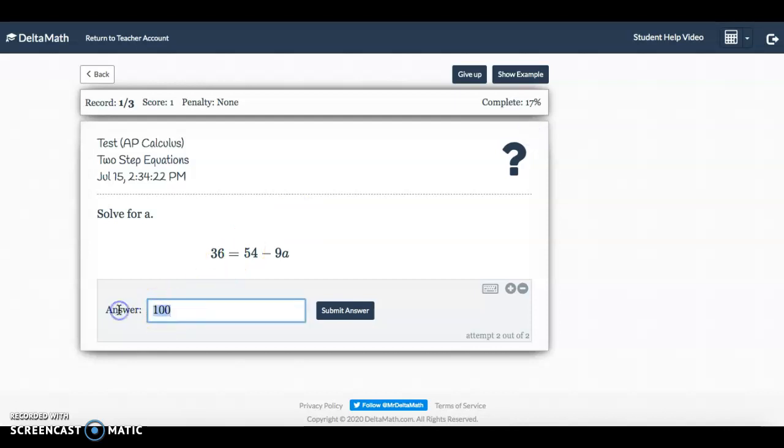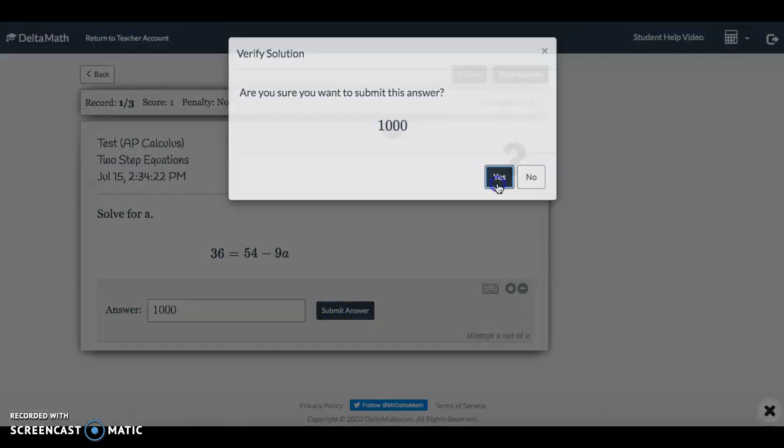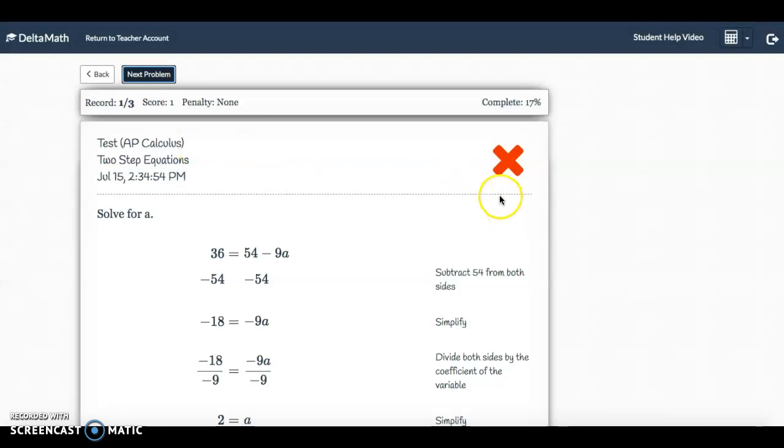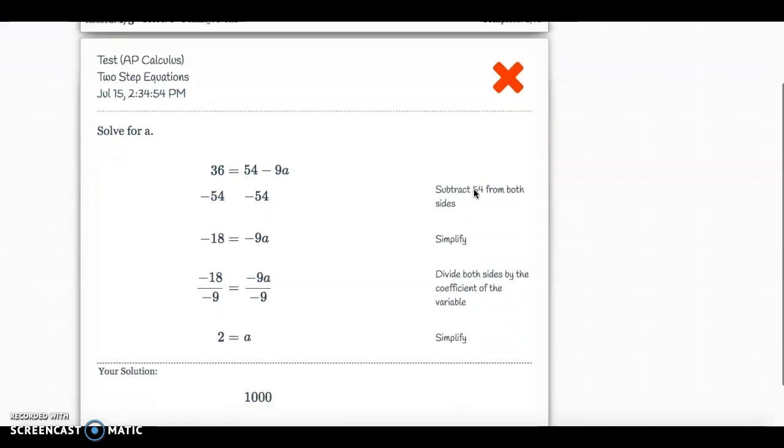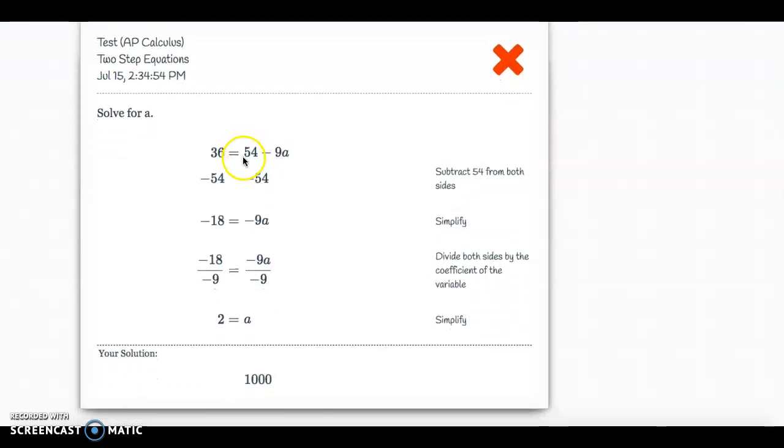On this problem, we'll do 1,000 now, so I can show you what happens if you get it wrong a second time. If you get it wrong a second time, your percentage of your assignment is still 17. Nothing changed on your score, and nothing changed on your record. This red X means you got the problem incorrect. And what can happen now is that you can look at the actual question they gave you and look at the solution and see where you went wrong.